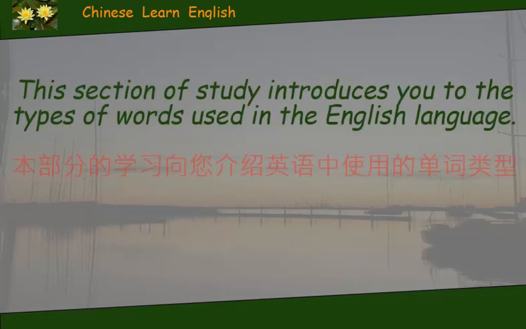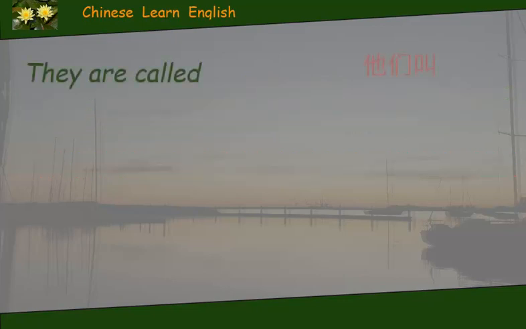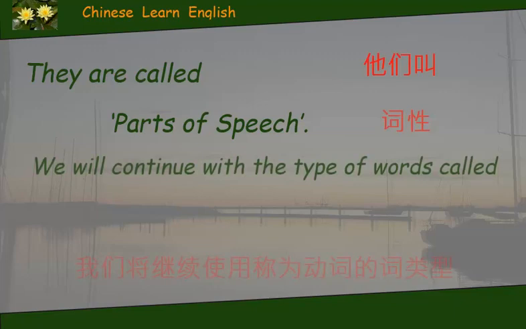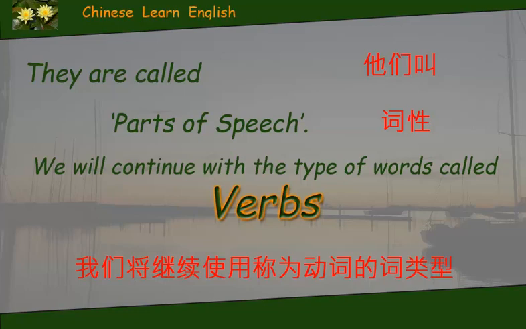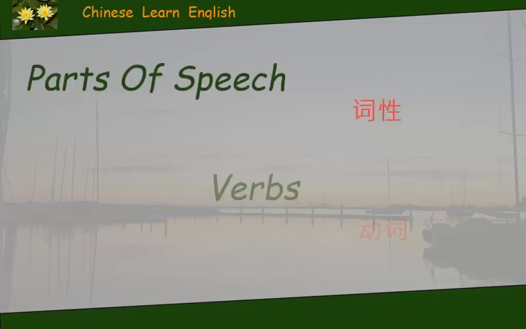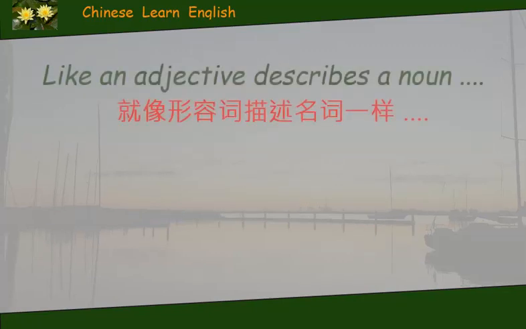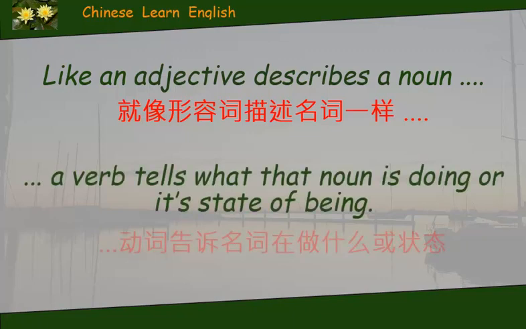This section of study introduces you to the types of words used in the English language. They are called parts of speech. We will continue with the type of words called verbs. Parts of speech. Verbs. Like an adjective describes a noun, a verb tells what that noun is doing or its state of being.